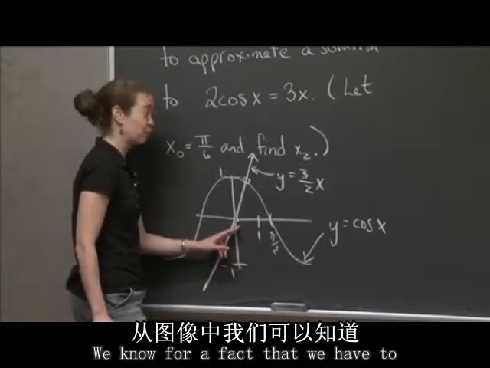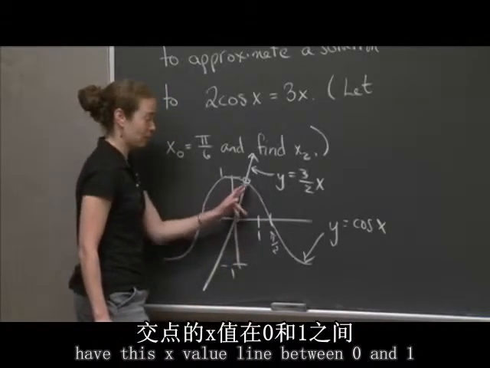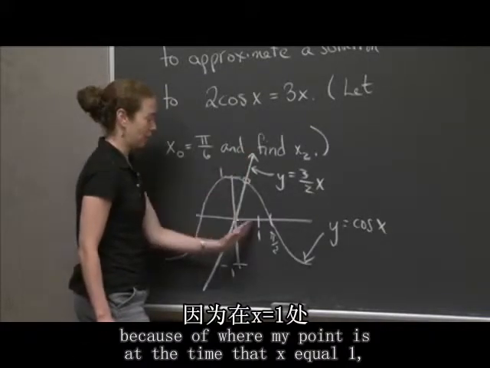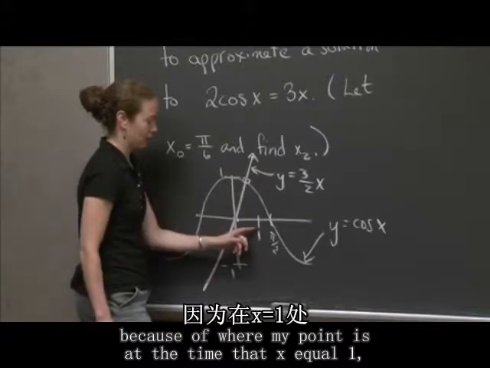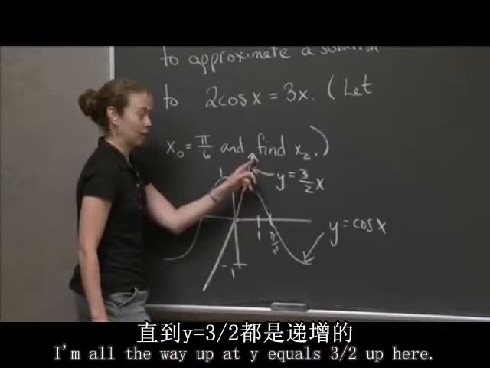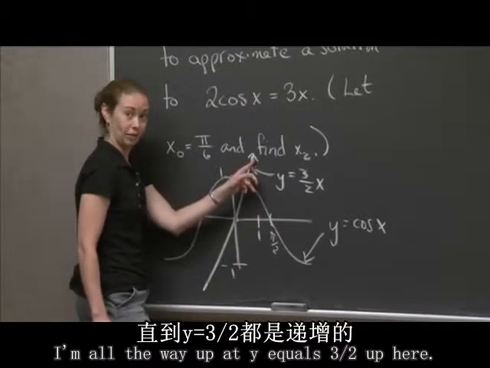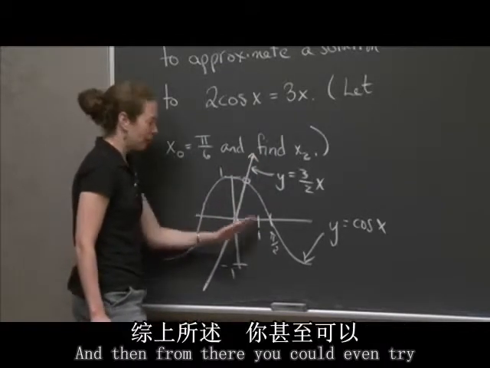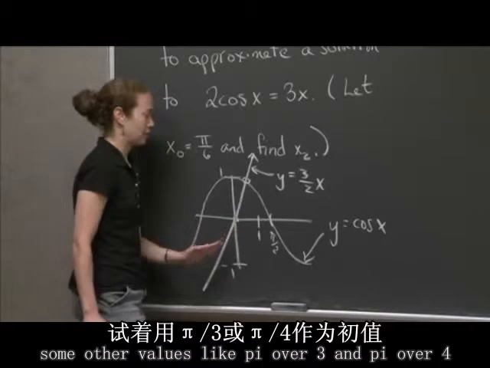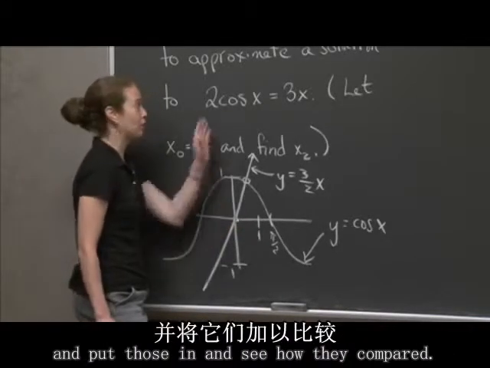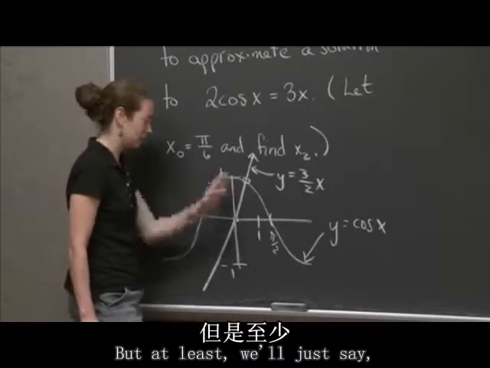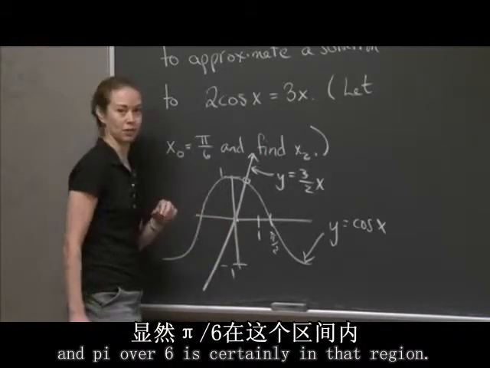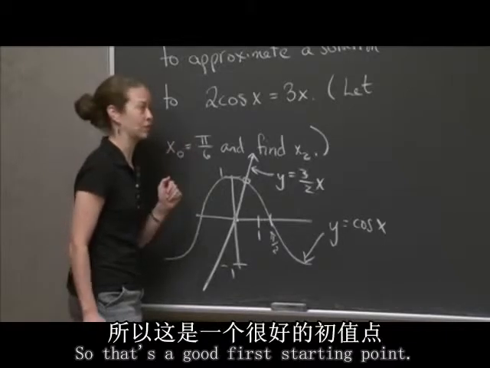We know for a fact that this x value has to lie between 0 and 1, because at the time that x equals 1, I'm all the way up at y equals 3/2 up here. So at least we know we're between 0 and 1. And then from there, you could even try some other values like pi over 3 and pi over 4 and put those in and see how they compared. But at least we know x is between 0 and 1, and pi over 6 is certainly in that region. So that's a good first starting point.